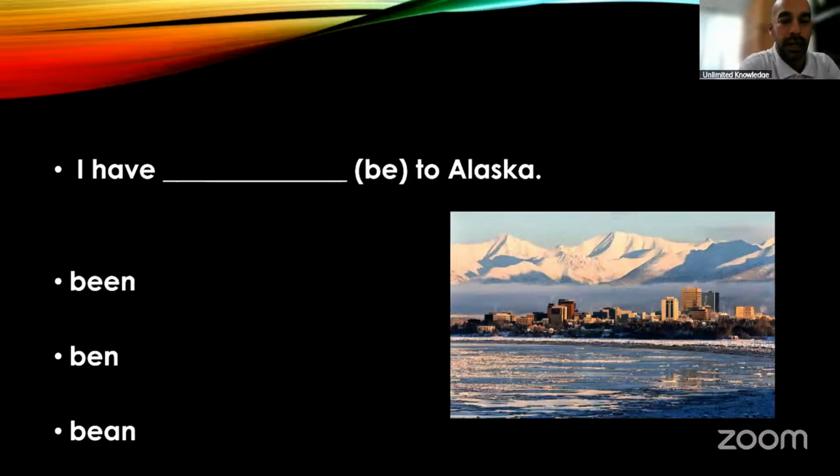So here we have an example of a sentence. Which one are we going to use? I have been, I have been, or I have been. If you chose this one, you are correct. Well done. I have been to Alaska.